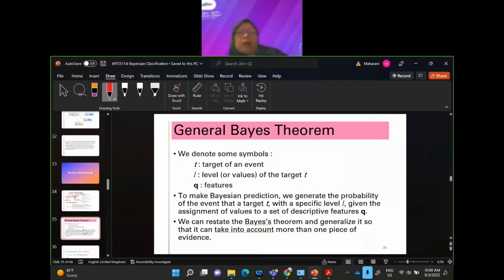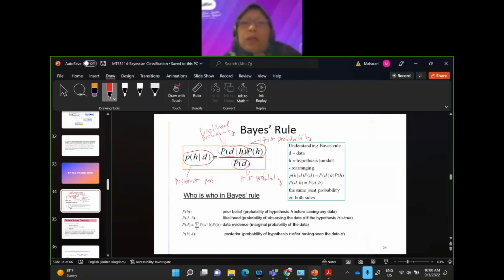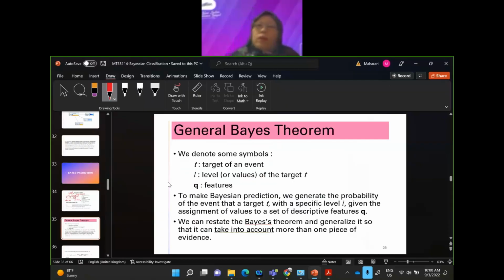Now we're going to generalize the theorem, because it's not always only one single event that happens or occurs. Sometimes we have some features. So for that, we can generalize the Bayes rule. Now we're going to talk about that one: the general Bayes theorem, or generalized Bayes theorem. Before that, we agree first on notation, because there are many notations that we use, so we have to agree on this one first.